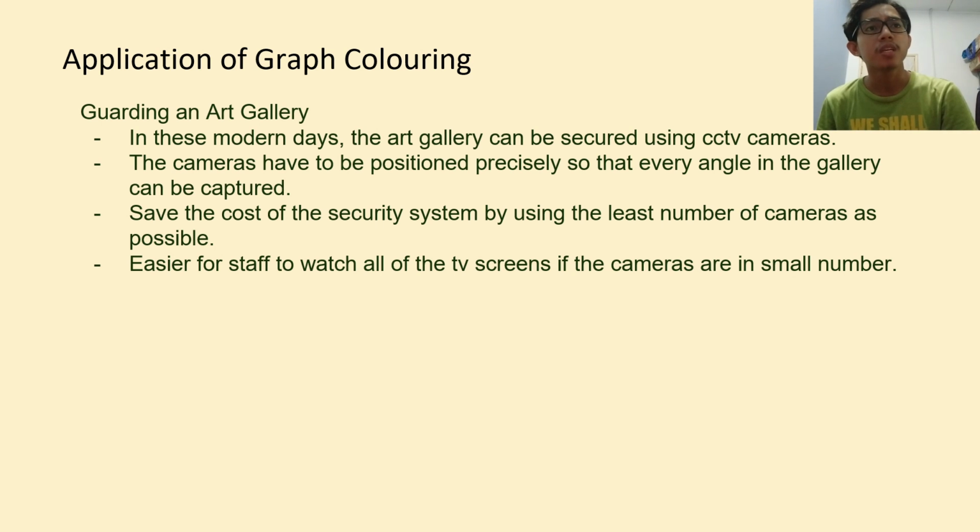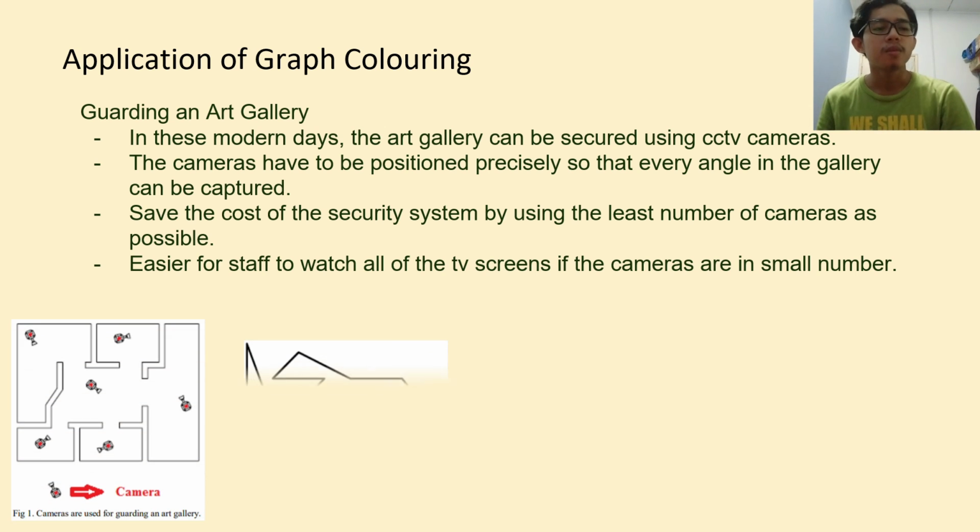Application of graph coloring. There are a lot of applications of graph coloring in real life. One of them is guarding an art gallery. The situation is, in these modern days, the art gallery can be secured using CCTV cameras. The cameras have to be positioned precisely so that every angle in the gallery can be captured. So the problem is, we need to use as few cameras as possible in order to save the cost of the cameras or the electricity, and it is also easier for the security to watch all of the TV screens at a time.